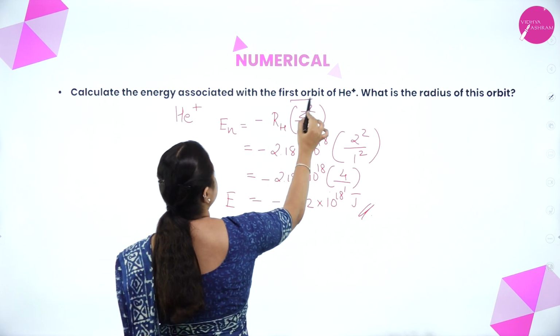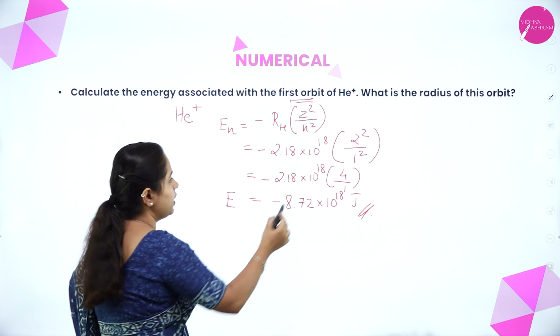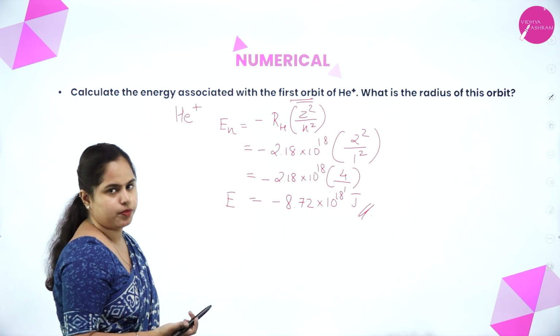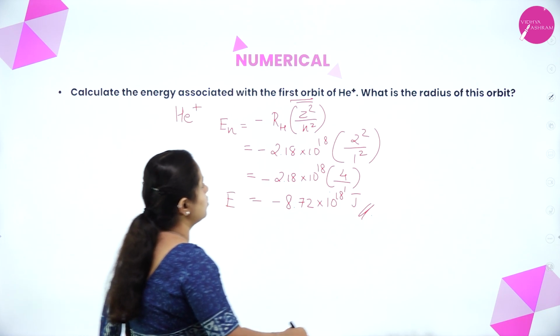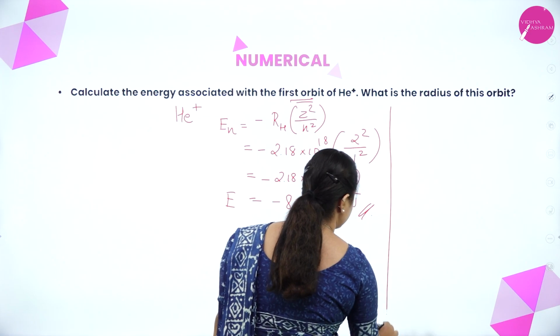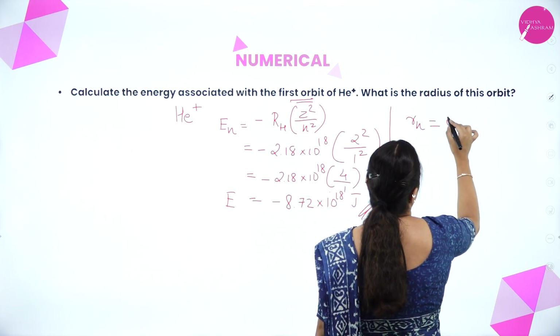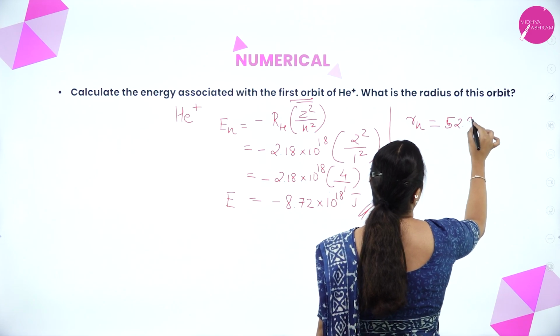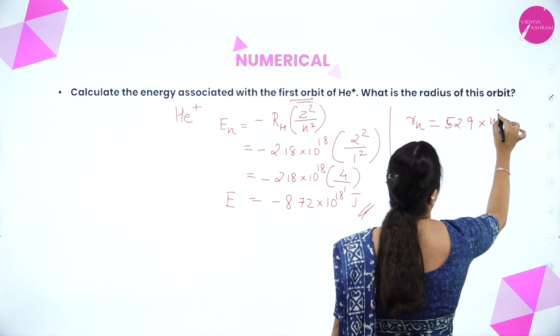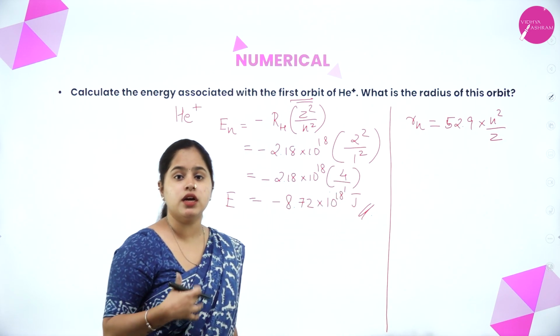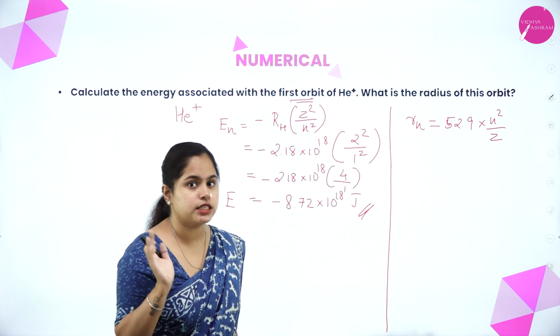It is given first orbit of helium plus ion. That is why I took 1 square here, right? The N value is given as 1. Clear? Now also we have to find out the radius of this orbit. So what is the equation? Rn is equal to 52.9 into N square by Z, right? This was the equation we studied to find out the radius for hydrogen-like species.